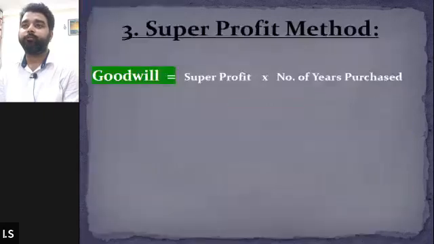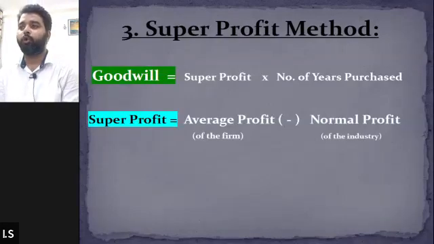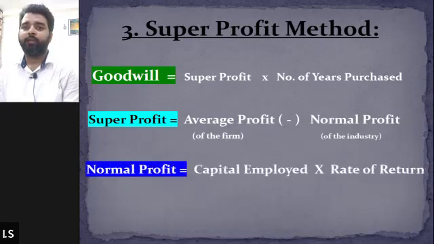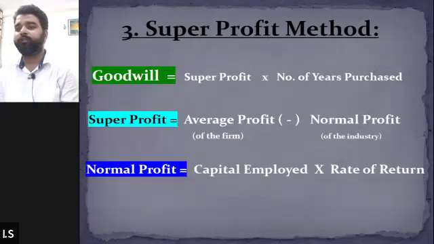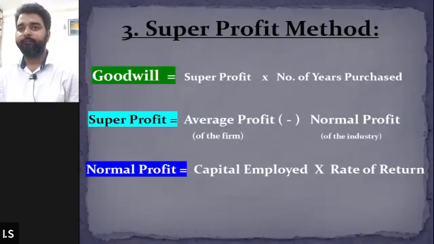See, under the super profit method, we generally have the simple formula: super profit into number of year purchases. But whenever super profit is not given, we will be calculating the amount of super profit by using this formula, average profit minus normal profit. And normal profit is also calculated by multiplying the rate of return with the capital employed. Okay, so note it down quickly. And let me know as soon as you finish writing it.